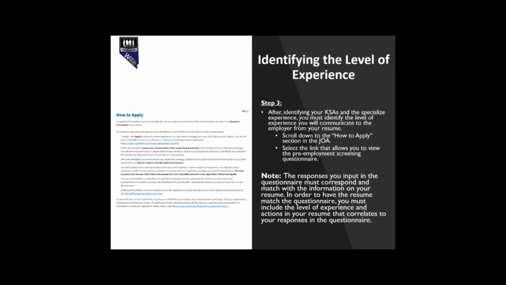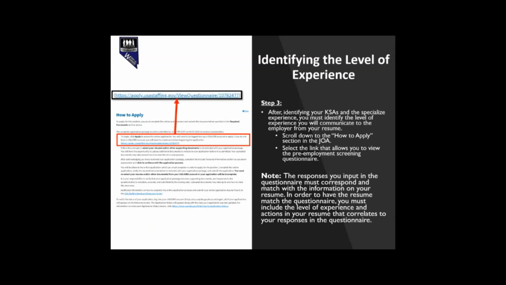So in order to do this, you're going to go to the how to apply section within the job opportunity announcement, and you're going to select the link that allows you to view the pre-employment screening questionnaire. Right there, you're going to see a nice little hyperlink. Now I'm going to address this again. The responses you put on the questionnaire must correspond and match the information on your resume. If it does not match, your application will not go forward.